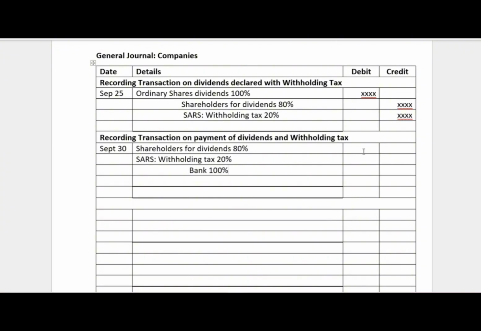I hope this is helpful. And then there you're going to record 80% of this, which is just going to copy this one and paste to this side, and then copy this 20 and paste it there, and then 100%, which is going to be your ordinary shares dividends. This one comes there as your bank now, and then you are done. That's how you record declaration of dividends with withholding tax and transaction on payments of dividends with withholding tax.